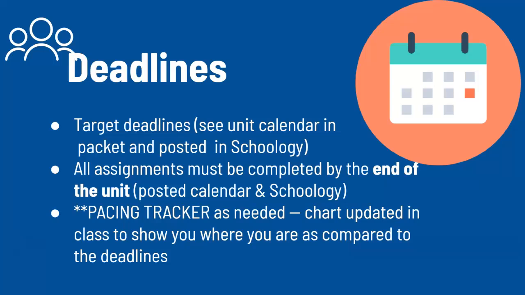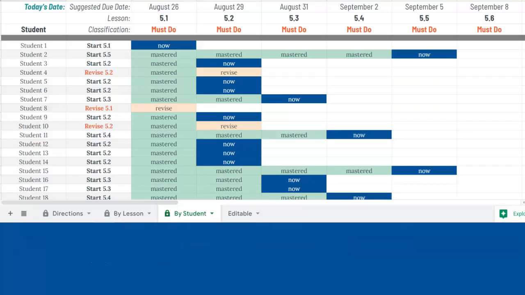A pacing tracker we will use as needed. I will show you an example in a second. It's a chart that I will keep updated in Schoology that shows you where you are compared to deadlines. And this is what it looks like. You'll see your name off to the left. If you've never seen this, you see the lessons that we're doing, and you can see that you've mastered this and you're working on the next one, or maybe you've got to fix something before you can move on to the next one. You're on pace, you're ahead, you might be a little behind. You can find yourself on there and see.